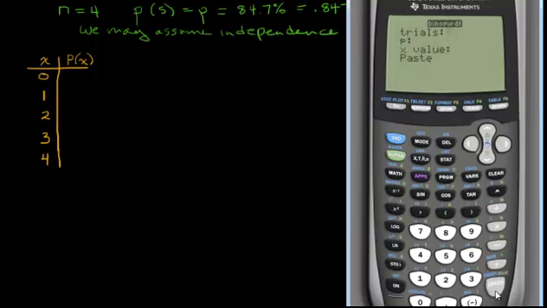Enter. Now this calculator actually asks you the number of trials, what is your probability of success, and what is your X value. So in our case, we're going to start with our first probability where X is 0. The number of trials will be 4. Enter. The probability was 0.847. Enter. And we're interested in 0. Enter.